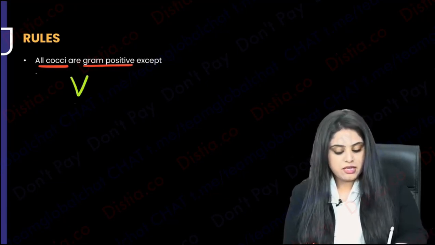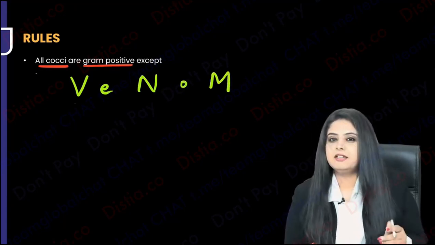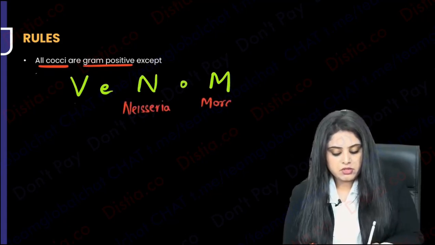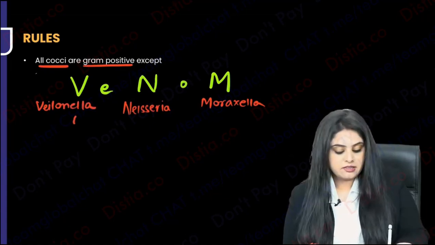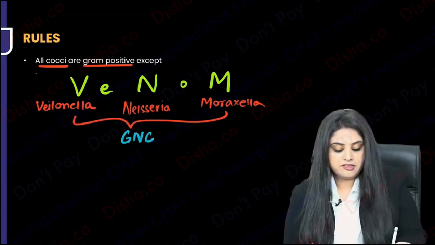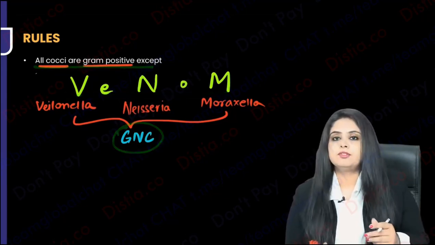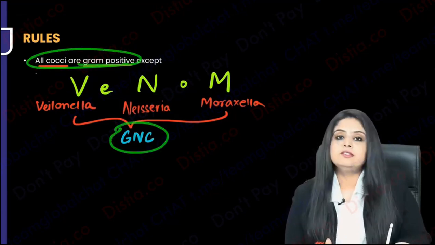But then there is a mnemonic that is called VENOM. We know venom means there's going to be something very negative, something very deadly. So VENOM means that when we are talking about Neisseria, Moraxella and Veillonella, these are the three bacteria which are cocci but are exceptions. They are actually gram-negative cocci because venom is something very, very negative, right? So gram-negative, rest all of them are gram-positive. So that is how we'll proceed. First we'll do all the gram-positive cocci, then we'll do these gram-negative cocci.